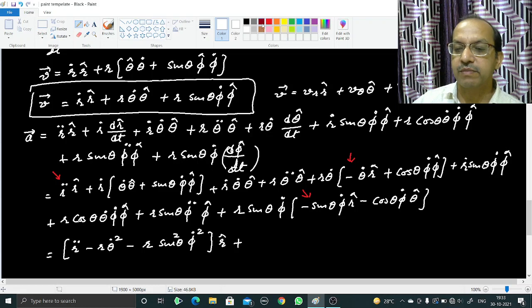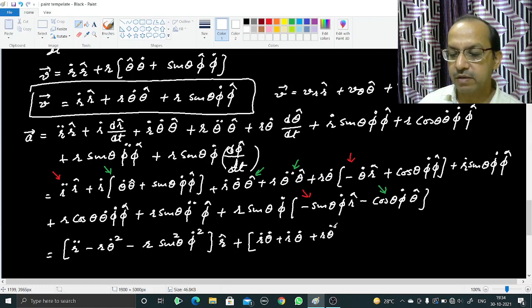So what is theta cap? To find the terms having theta cap, this one is having theta cap, this is also having theta cap, and the last term is also having theta cap. So we will take common theta cap. When we take common theta cap, it will be r dot theta dot, r dot theta dot, and r theta double dot.